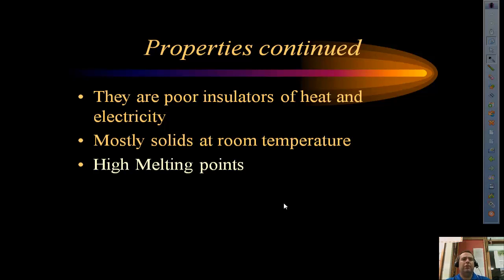Most of those elements are solids at room temperature. There is one that is going to be a liquid, and that's mercury. When you look at my periodic table, you'll see mercury is in blue, so it is the only liquid at room temperature.